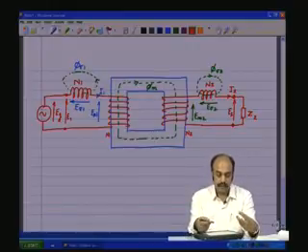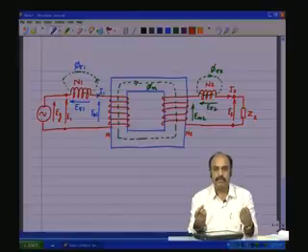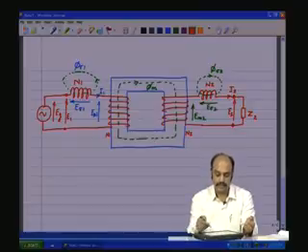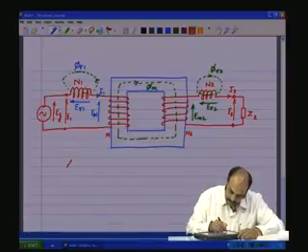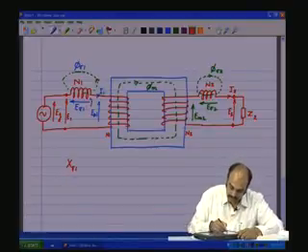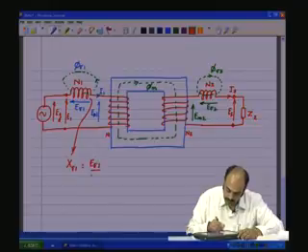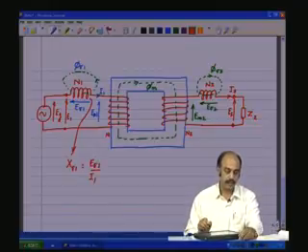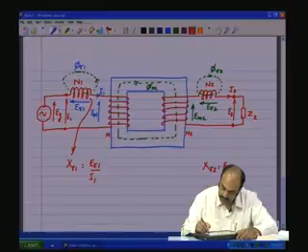So, now what we have done is we have brought out the leakage fluxes and that component of the reactance, which is actually the voltages that are induced due to the leakage fluxes, on both the primary side and the secondary side, and therefore here you have X sigma 1, the leakage reactance on the primary side, which is equal to E sigma 1 by I1, and on the secondary side the leakage reactance is equal to E sigma 2 by I2.